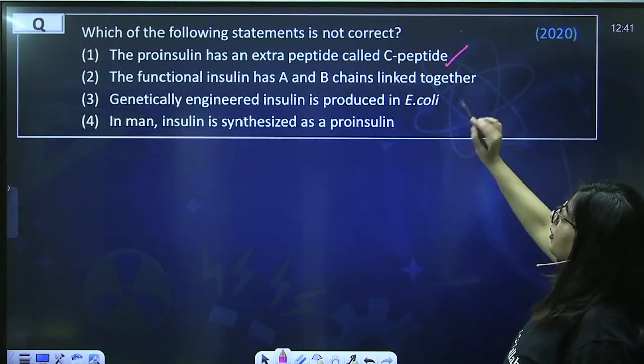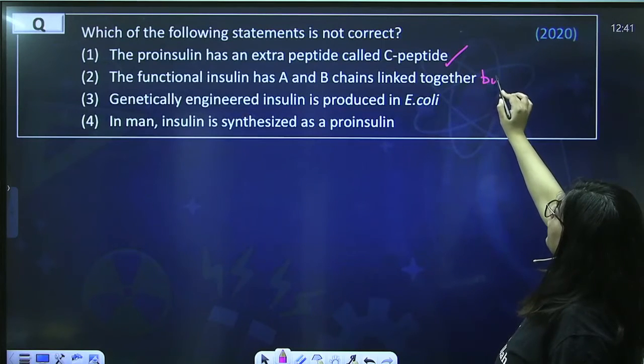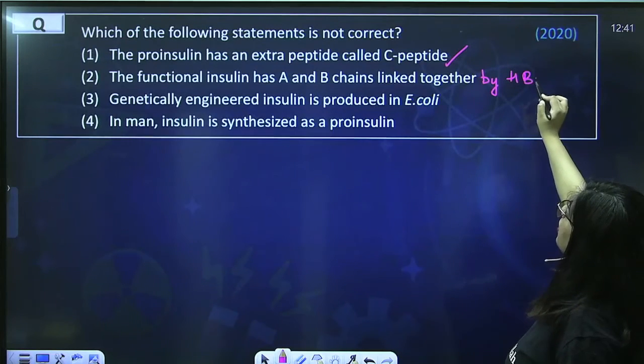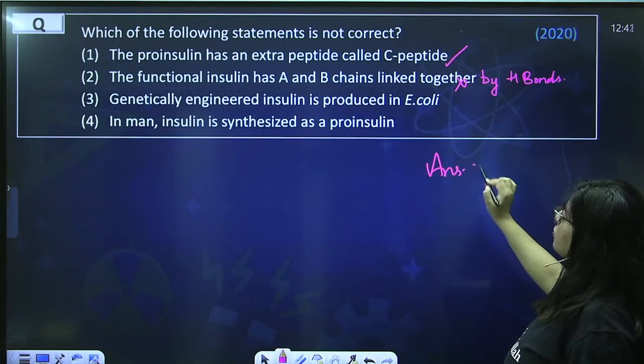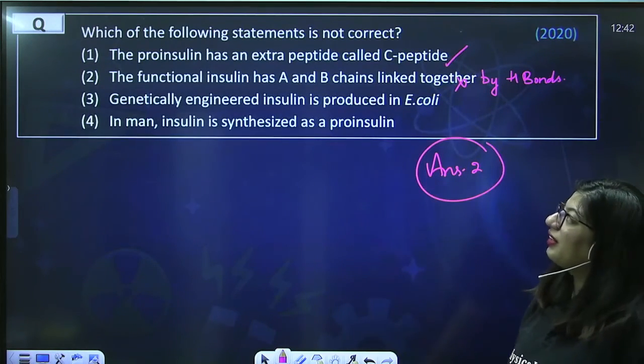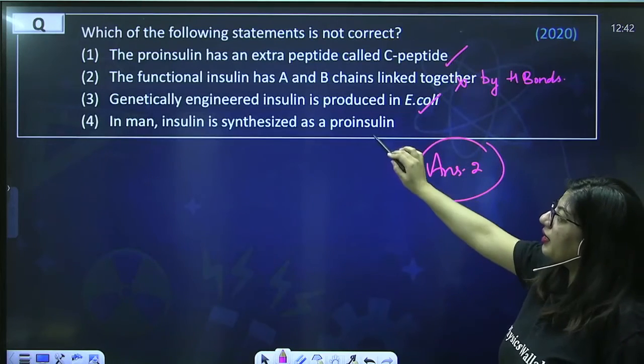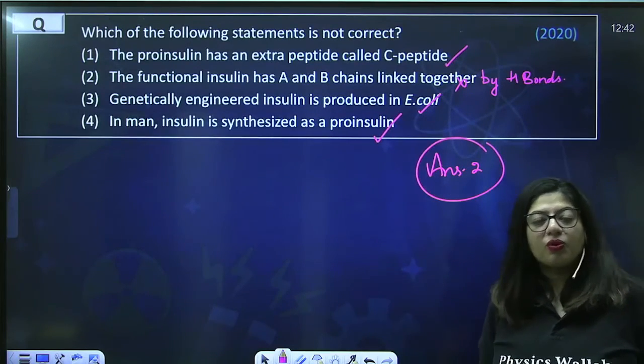Here there is a sentence saying linked together by hydrogen bonds. So that's how the statement is incorrect. I'm so sorry, it was a typographical error. So yes, it is produced in E. coli, and yes, in humans it is produced as proinsulin.